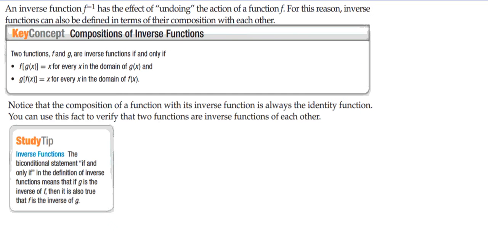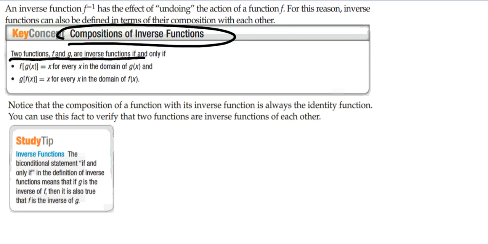So if two functions are inverses of each other, then when we compose them, because remember they're reflected over that line y equals x, two functions f and g are inverse functions if and only if f of g of x equals x for every x in the domain of g of x, and g of f of x equals x for every x in the domain of f of x.